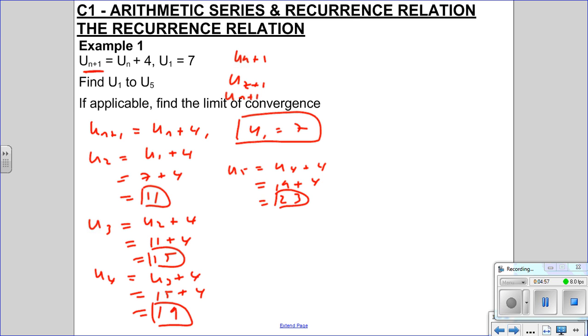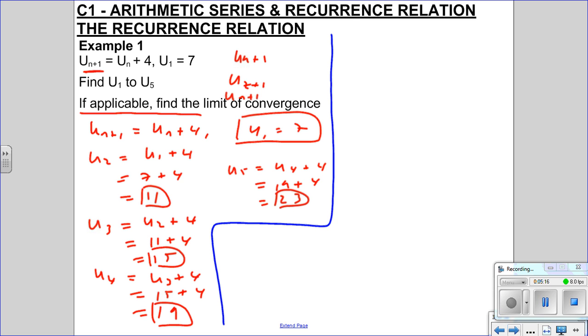Cool. Now, it says for the next bit, if applicable, find the limit of convergence. So I want to talk about this and what this is essentially meaning, and this will go back to our C3 context. So what is a recurrence relation for, really?